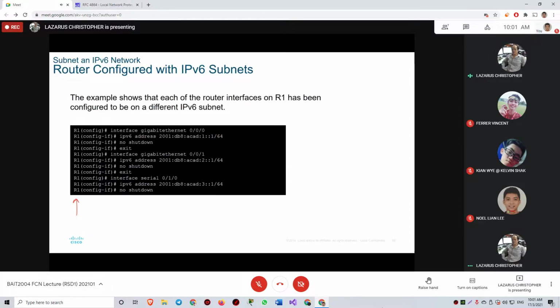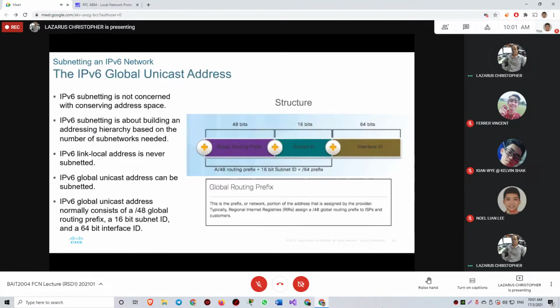Again, remember to type no shutdown to bring the interface up. Okay, and then exit, going back to config, and proceed with providing IP version 6 addresses to the other interfaces. Configuring the interfaces with addresses is the same as before, as we've learned in Packet Tracer, right?